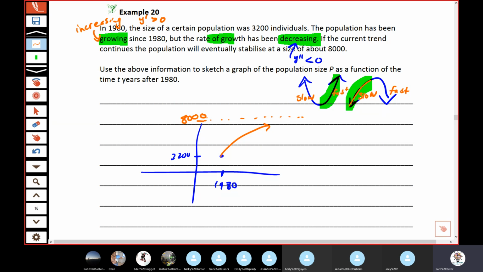Right? Eventually. When's eventually? Hey, Tiana, I'll eventually see you. When's that? To you, it's like infinity. Stabilize at a size of about 8,000.